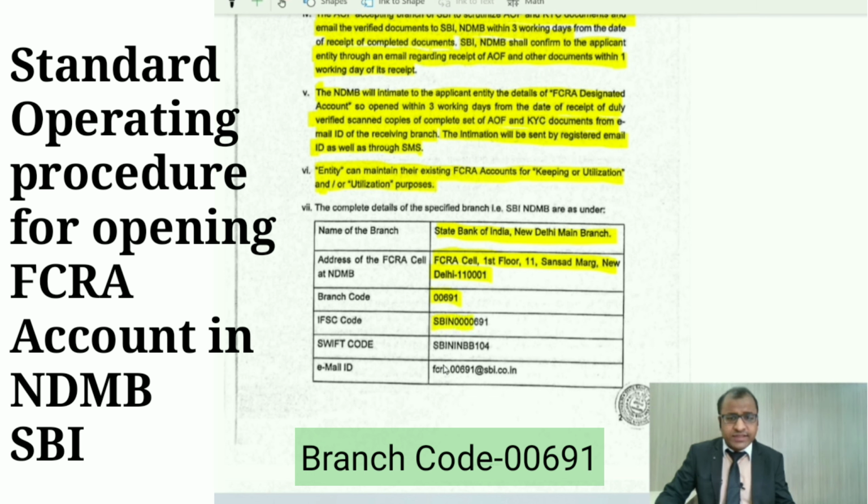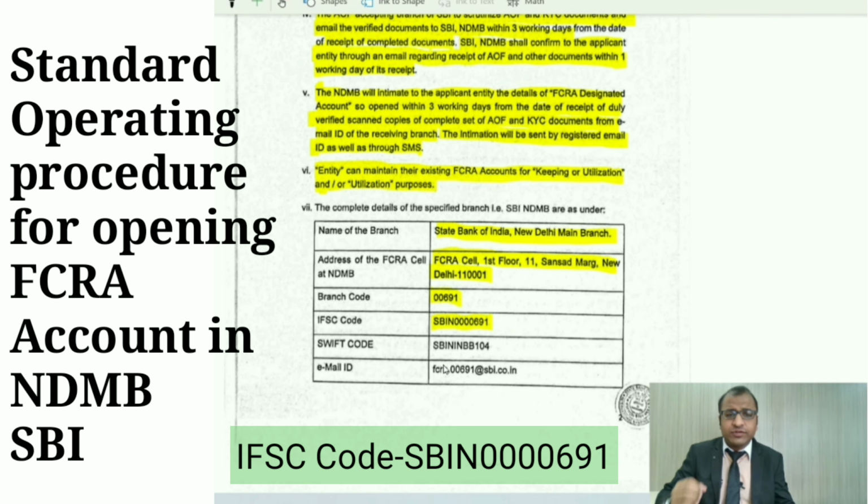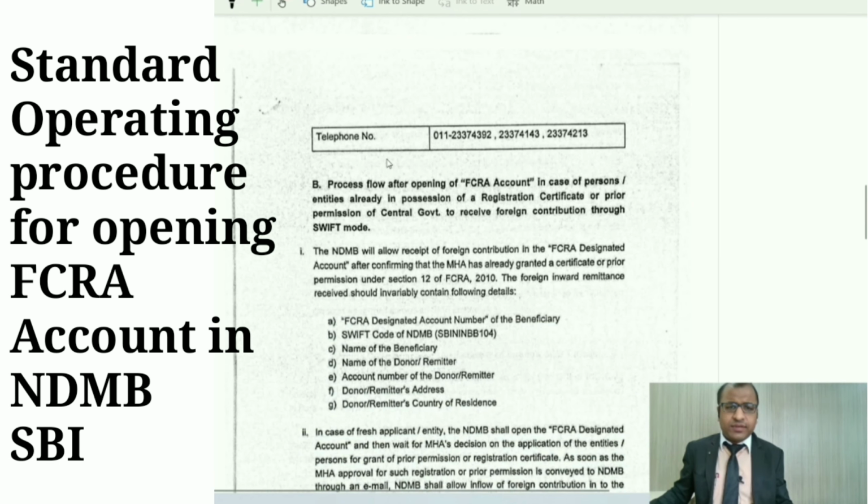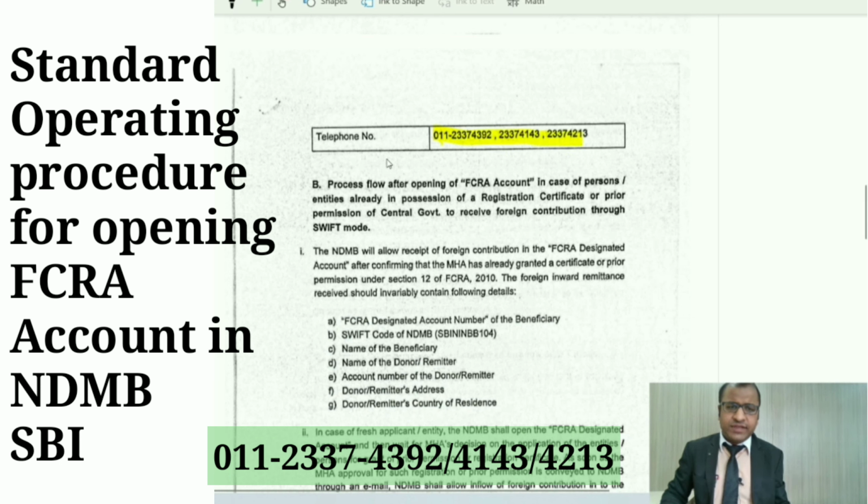The IFSC code is SBIN0000691. The SWIFT code which is required when the foreign donor will transfer the money to your SBI account is SBININBB104. The email ID, which was also given as a helpline, is fcra.00691@sbi.co.in. There are 3 helpline telephone numbers which have been given by the SBI NDMB.